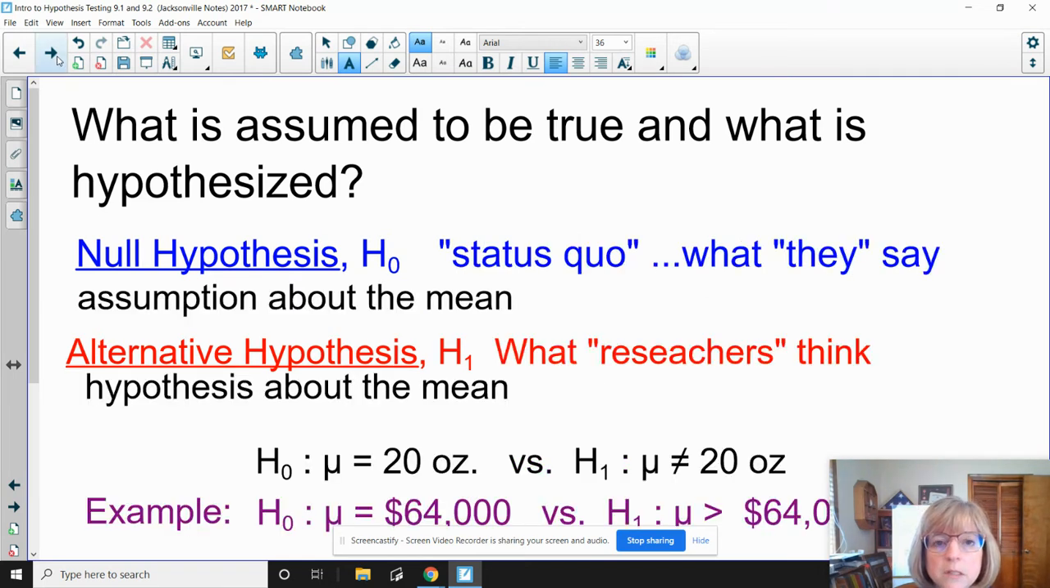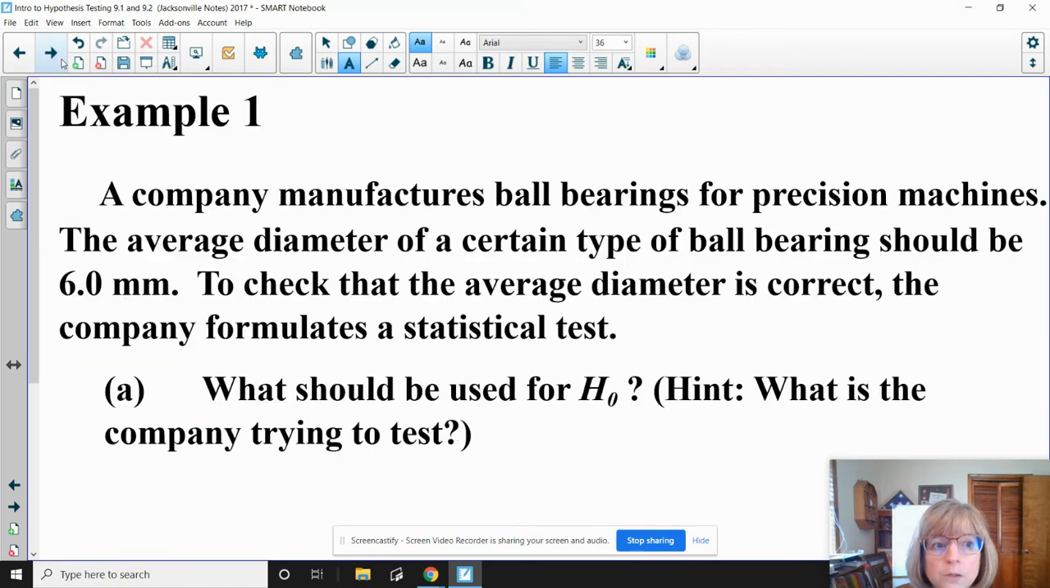Sometimes the null hypothesis is stated as the status quo or what they say. Those are my terms. What they say refers to the people who should know, who we consider experts. Now, experts depend on what the information is. Experts could refer to the manufacturer or the business or maybe some government organization. The alternative is what the researchers think. And sometimes it's not researchers, maybe it's consumer groups. Maybe it's just you. Hey, I've had a lot of experience with this, and based on my experience, I don't think that's the case.